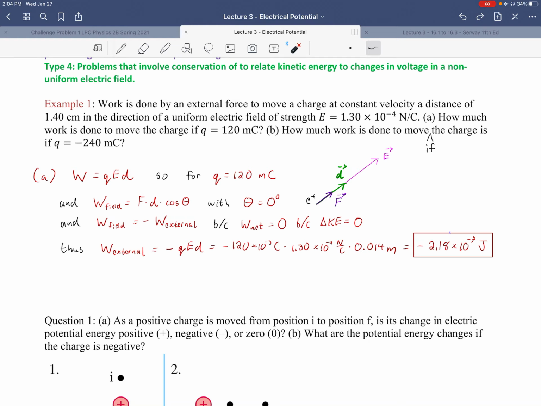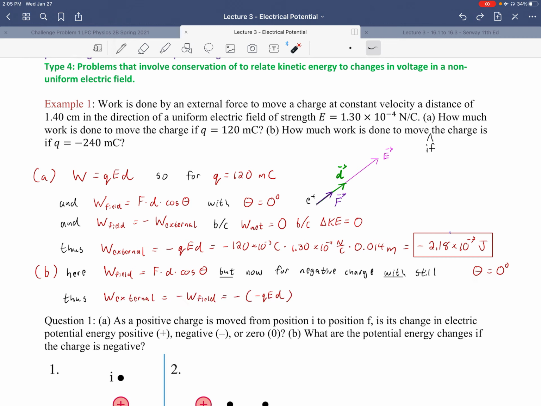All right, but anyway, let's go ahead and change the charge to negative and see what that does. In this case, the work done by the field is FD cosine theta, but now for a negative charge, the thing that hasn't changed is the angle between the displacement and electric field is still 0 degrees because we are still moving in the same direction.